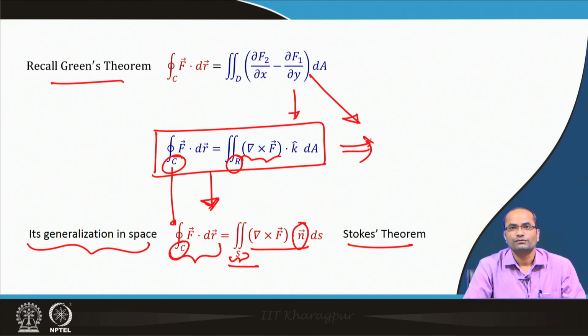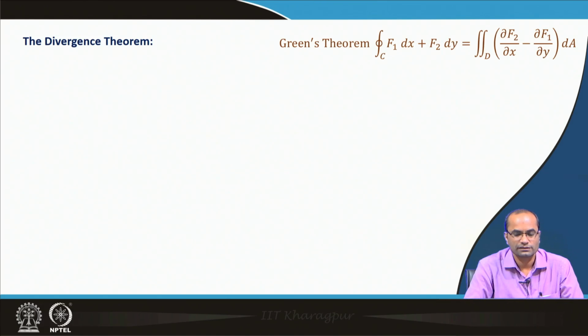Now, the extension we are talking about in this lecture is that the curve integral will become a surface integral in 3 dimensions, and the region, which was the surface in Stokes' theorem, will become a volume integral. That is another generalization of Green's theorem, which we will study today, the so-called divergence theorem. So, let us discuss the divergence theorem.